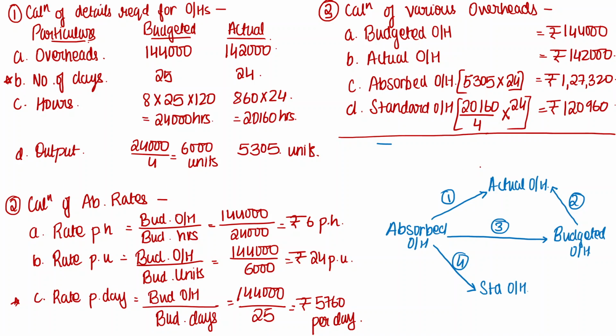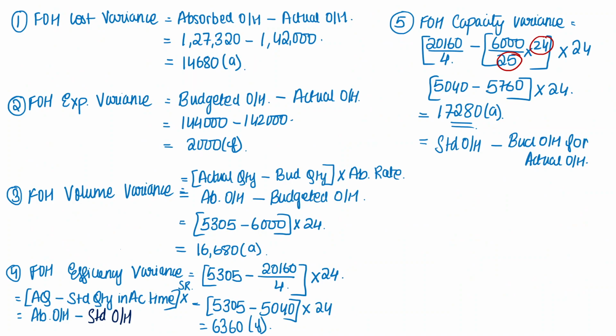So the last formula, that is fifth formula, standard overheads minus budgeted overheads, provided formula number 6 is equal to 0. Otherwise, budgeted overheads for actual days. Understood? The formula will be same, but it will be for the actual number of days. Got it? Everyone? Clear understanding?